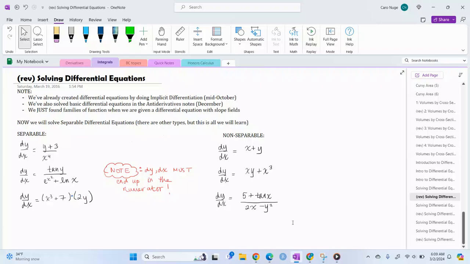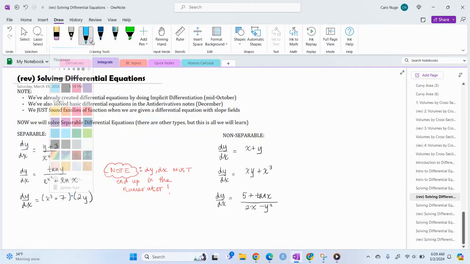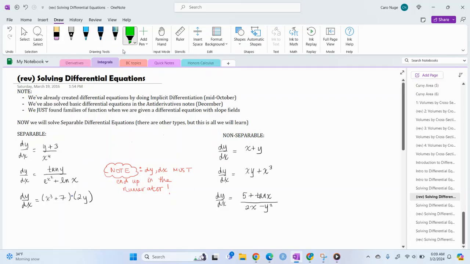Hi everyone, we are going to do solving differential equations today. So this will be a two-part video to show you a few different examples and include some visuals to help you picture what is going on.